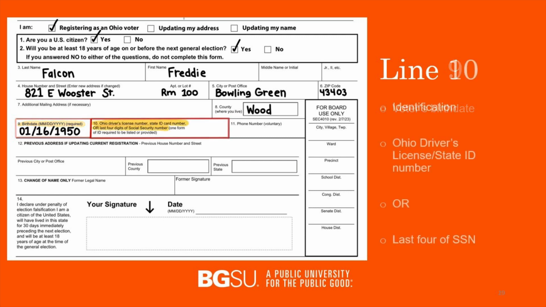The 10th field is asking for one of two things: either the voter's Ohio driver's license number, which typically begins with a U or V, or the last 4 digits of their social security number.